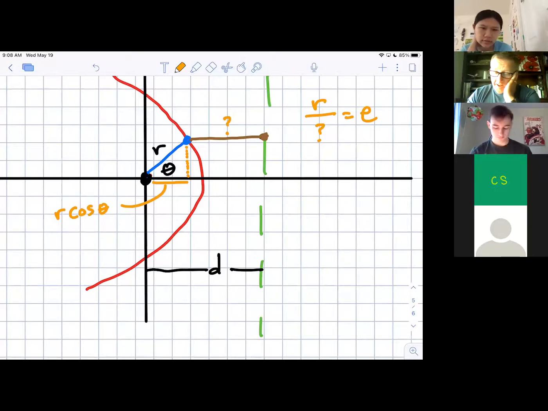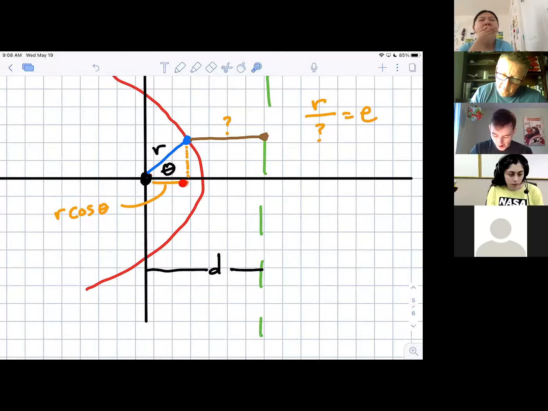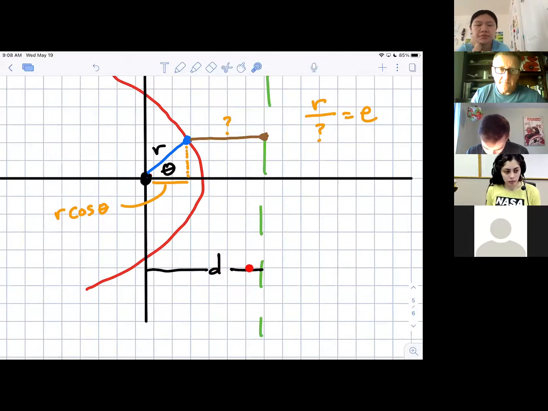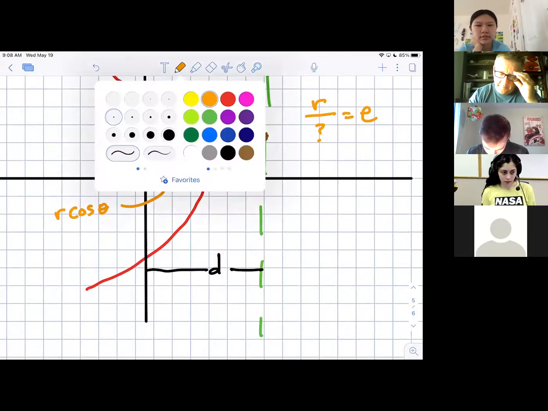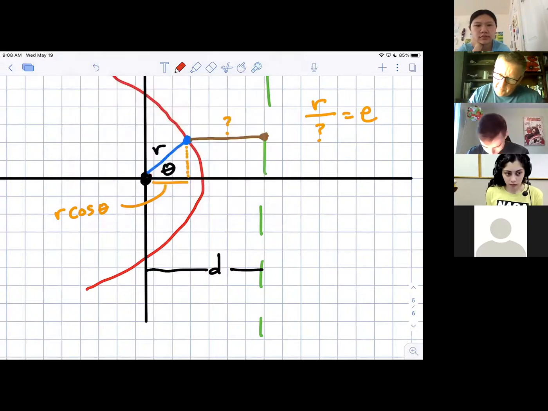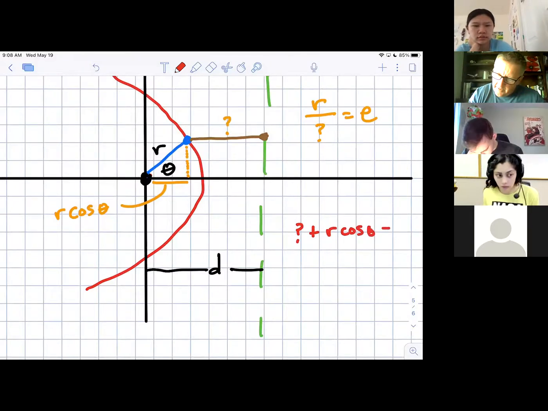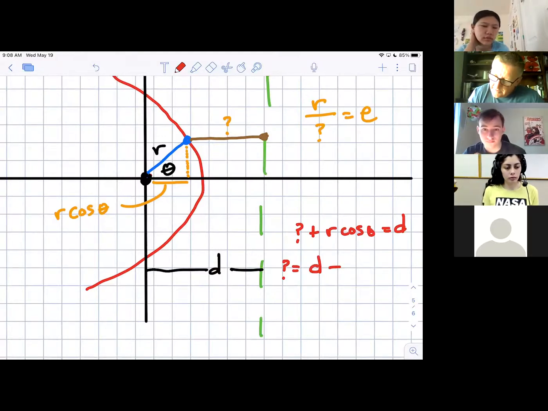And if I know that, would you agree that this length here plus this length up here is equal to this length down here? So let's write that out. That means question mark plus R times the cosine of theta would have to be equal to D. So that length up there, that question mark, could actually be rewritten. Instead of making up a brand new letter that I don't want, I could rewrite it as D minus R cosine of theta.